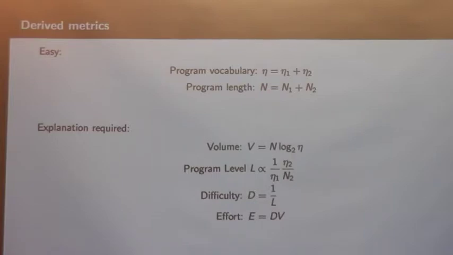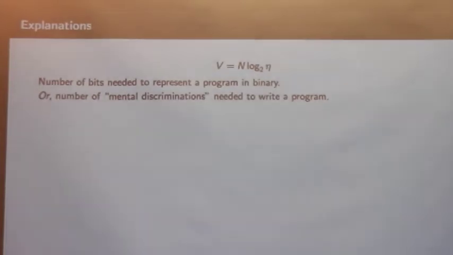So it's how many things you need to read to understand the program. And then these last four are a little more complicated, and maybe we should go through one at a time and explain what they are. So this first one here we call volume. So it is big N, which is the length of the program, times log base 2 of the vocabulary.